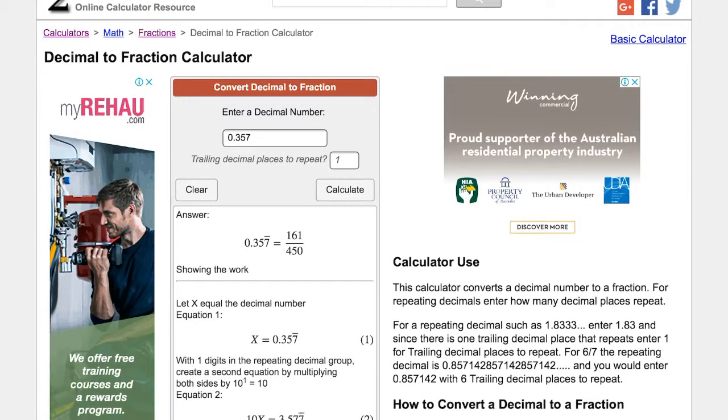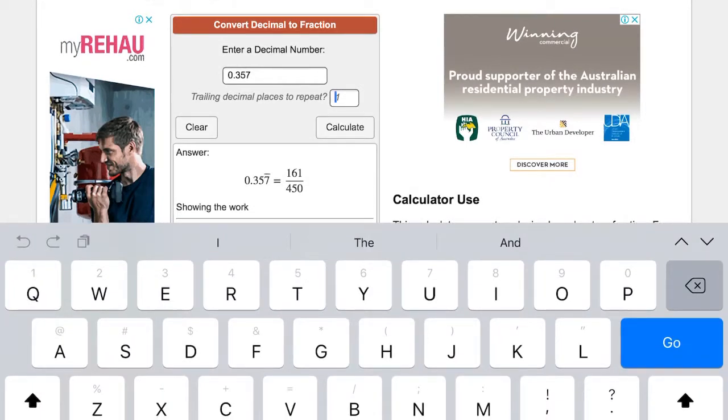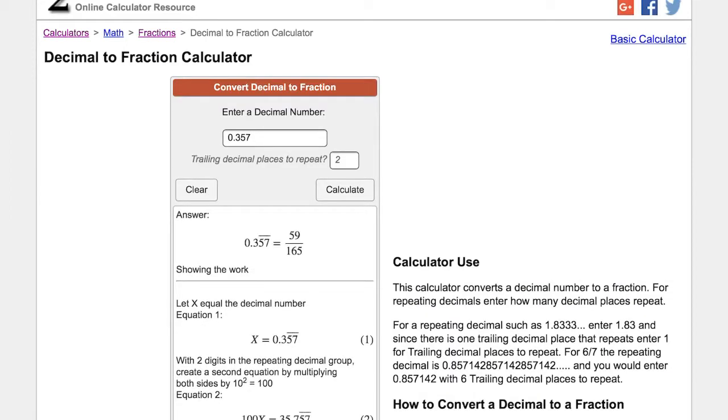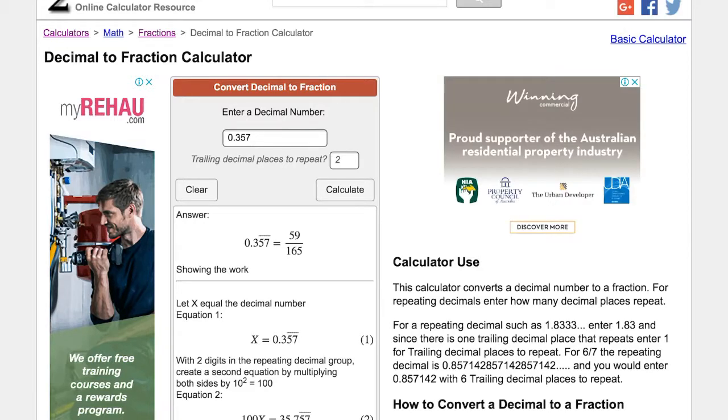And let's see what would happen if we did 3 repeaters. Let's do 2. So it'd be 0.3575757, 59 over 165. It's close, but it's pretty different. Because that would be the same as 118 over 330, which is pretty different from the answer we got. Okay, so that's done.